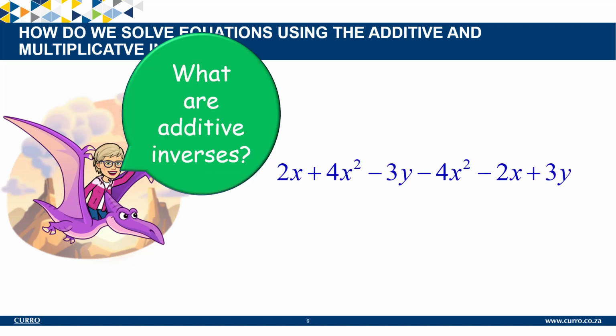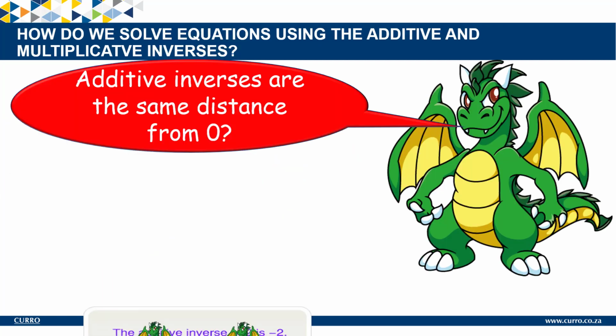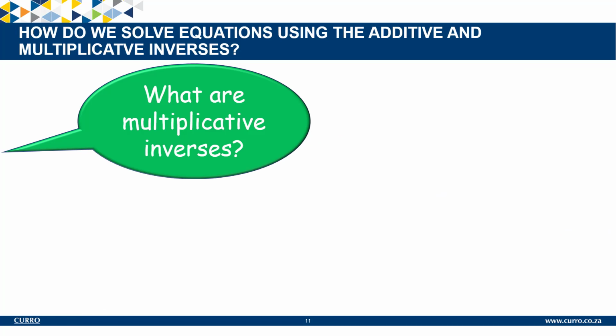How is this useful? Look at this huge expression. Now let's use the commutative property and find all the additive inverses and first calculate them. So 2x minus 2x is 0. 4x squared minus 4x squared is 0. Negative 3y plus 3y is 0. So this is cool, the answer is just 0. It saves so much time if you can see the additive inverses. So additive inverses are the same distance from 0? Yes.